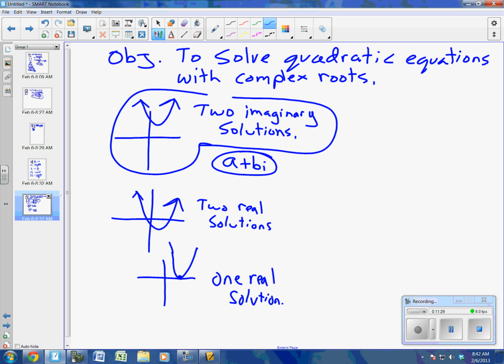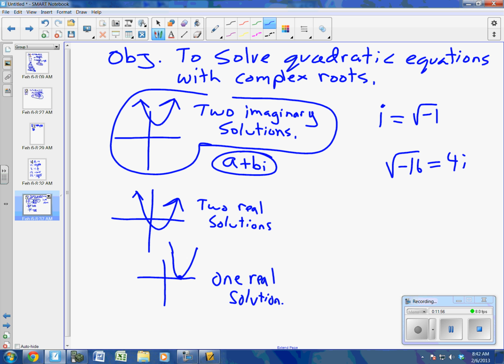And just a reminder, i equals what? Good, square root of -1. Do you remember that from earlier in the year? Okay, sounds like a lot of you do. i equals the square root of -1. So if I get something like this, the square root of -16, that's equal to 4i.